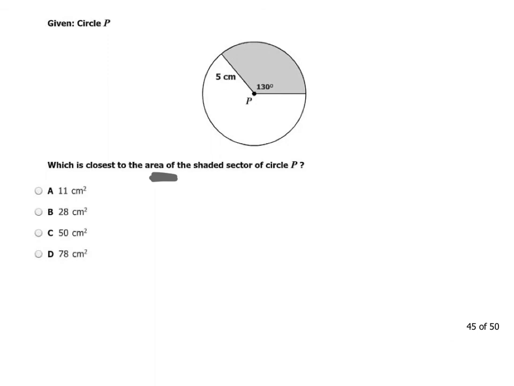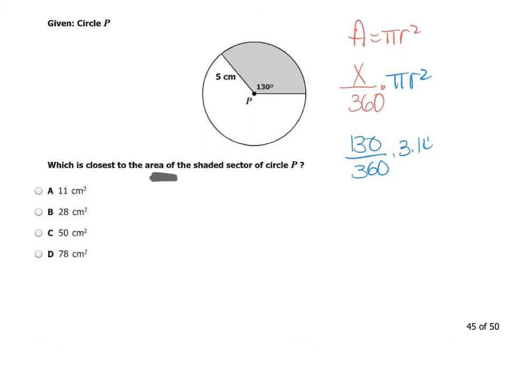Reading the question, they want the area of the shaded region. So when we look at area on our formula sheet, it says pi r squared, but this is the area for the whole figure. We don't need the whole figure, we need a fraction of the figure. So we're going to alter the formula by doing x over 360 times pi r squared. The x for the shaded region is 130, so it's 130 over 360 times 3.14 times 5 squared. And the closest area is 28.34 centimeters squared, which matches B.